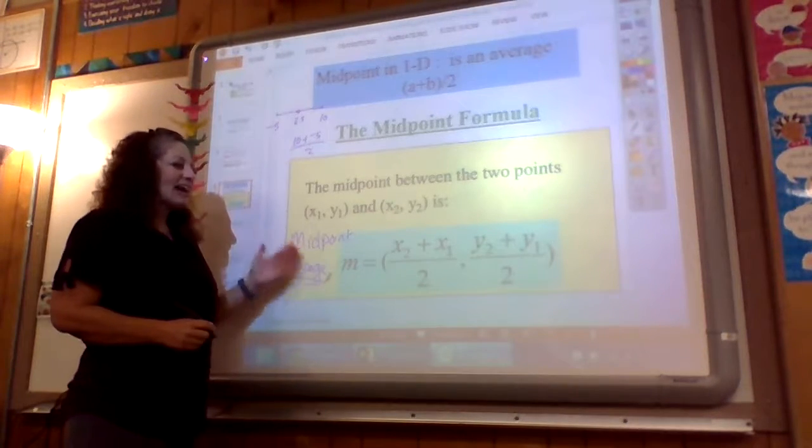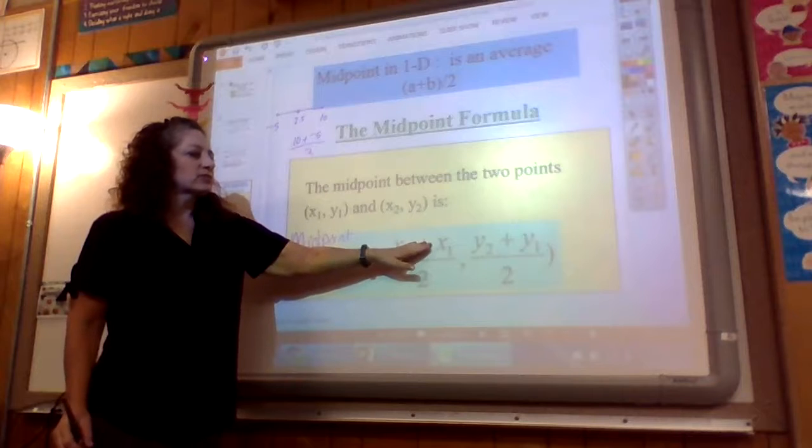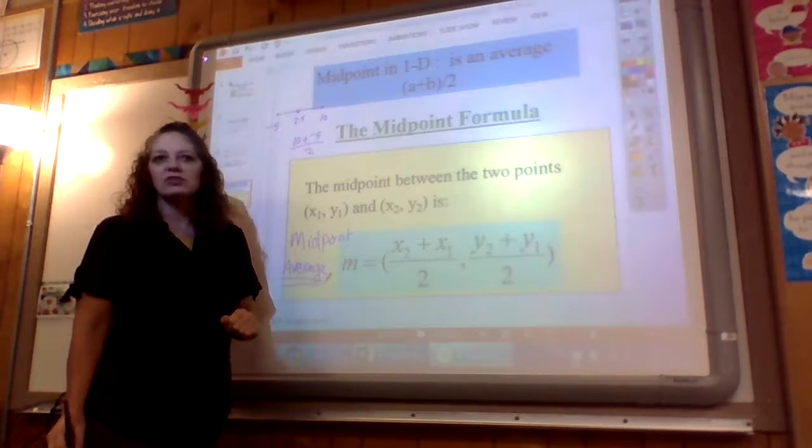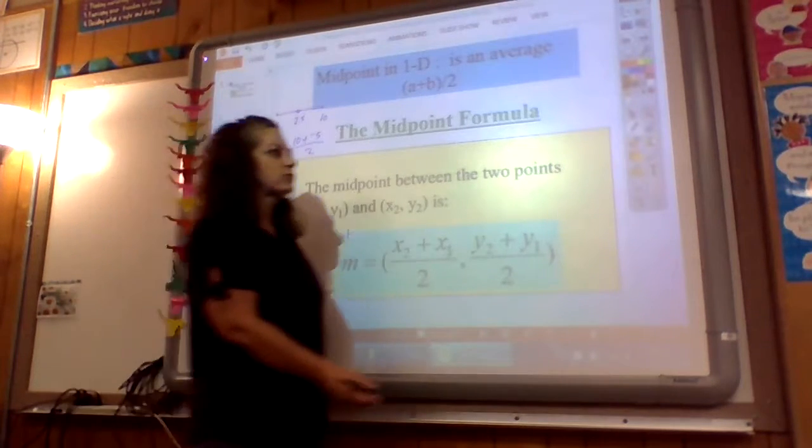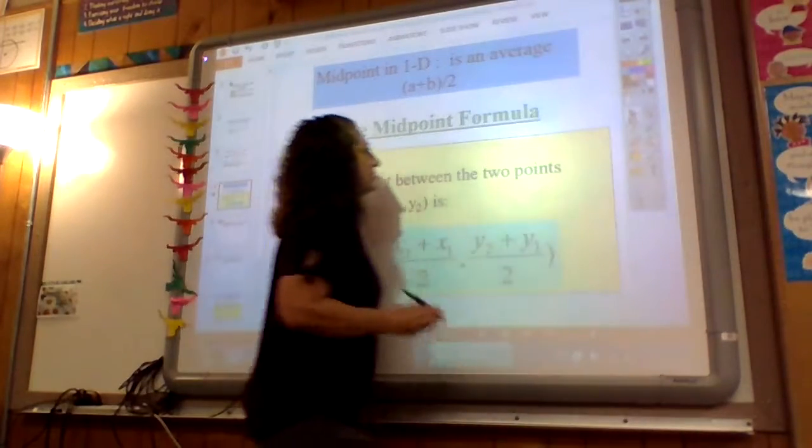So midpoint is the average between the x coordinates: add the two x coordinates and divide by 2. Then the average between the y coordinates: divide by 2. Let's look at an example.